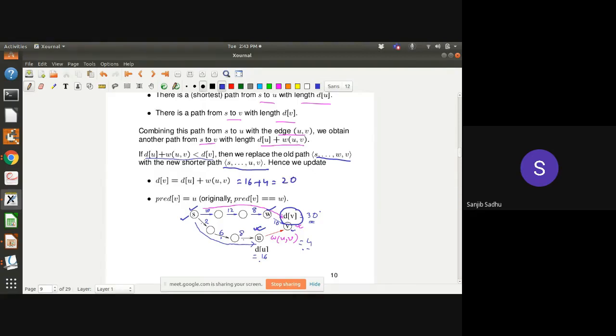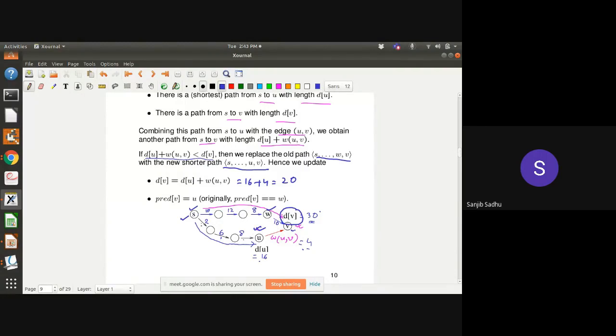Is it clear? Tell me. Sir, I think the example will be easier to understand. No, I know what I am saying. This is a partial step: I have already computed S to V, and suppose at that time U was not explored. This path was not explored. Clear? Now I have 30.